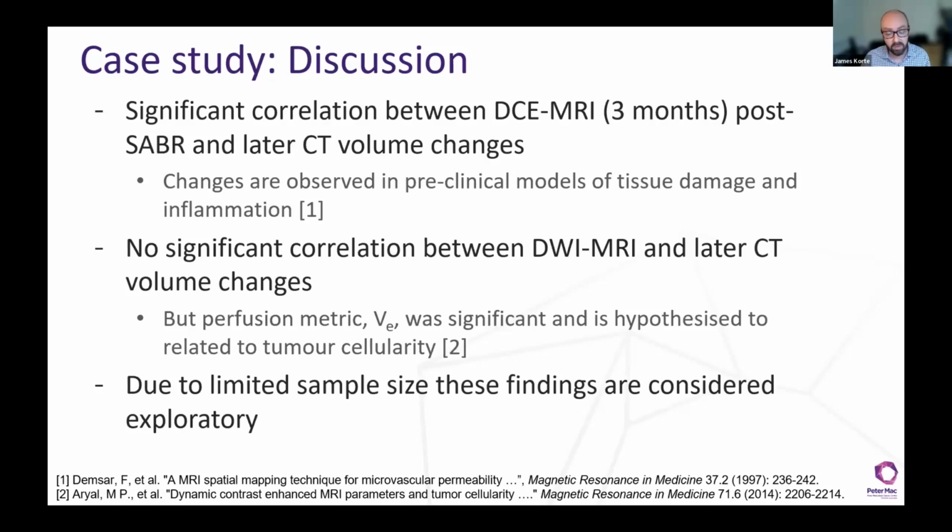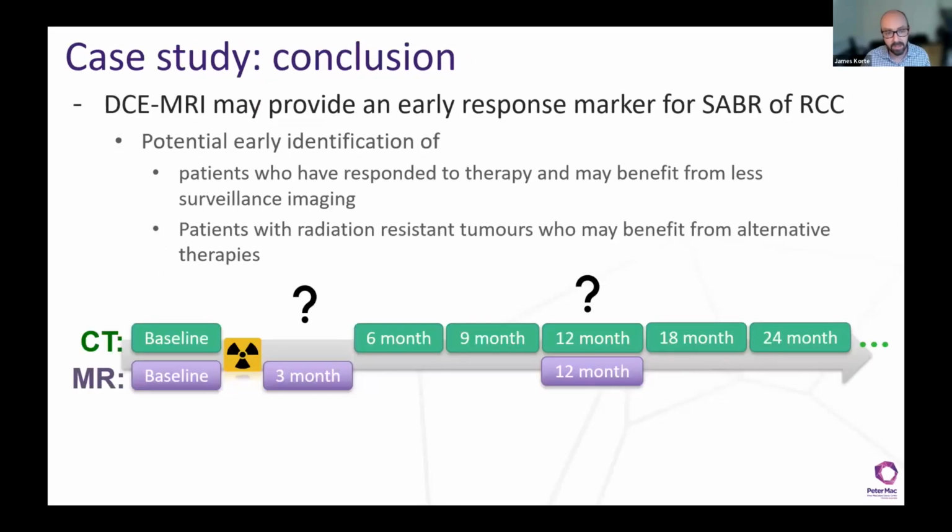We did see some trends for diffusion-weighted imaging, but there was nothing significant. And of course, due to the quite small sample size, these findings are all considered exploratory. So that's the case study. I think I've probably already talked about the motivation for this enough, so I might just skip over that.